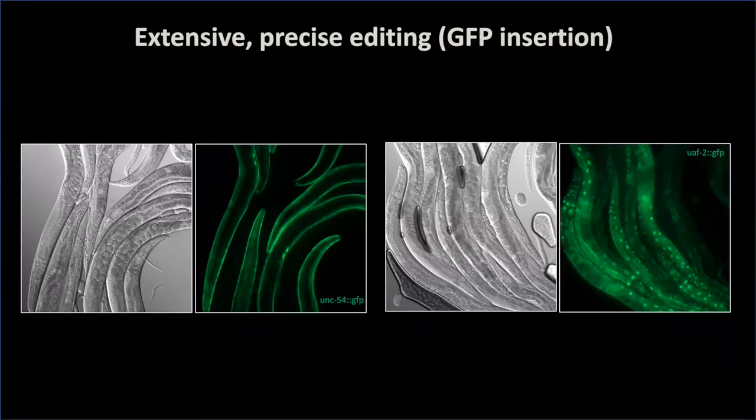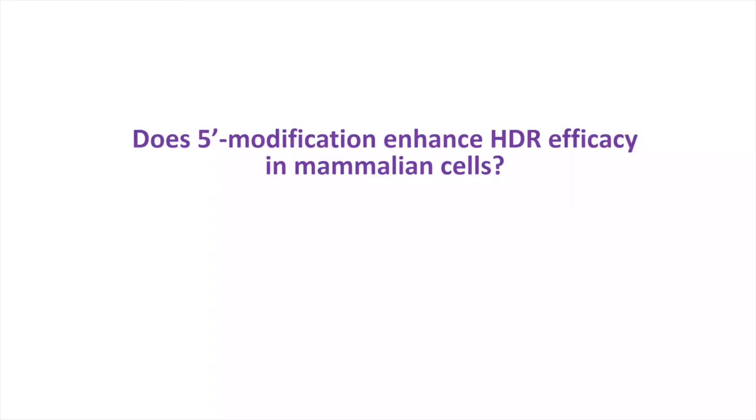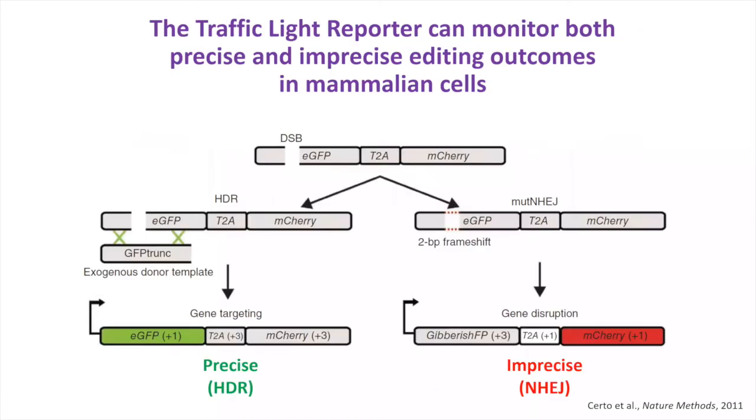But most of us are not worm people. Most of us, my lab thinks a lot about therapeutics. We're interested in human editing, human somatic cell editing. And so we wondered if 5' modification of the same kind might enhance HDR efficacy in mammalian cells. And to study this, we went back to that traffic light reporter assay that I showed you half of earlier. Now let's look on the left side of this slide, and you can see that if we provide a DNA donor, we can repair a defect in the GFP sequence, which allows us to score green fluorescent cells as having undergone HDR.